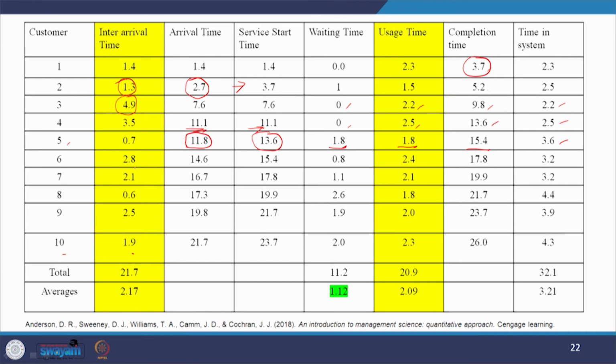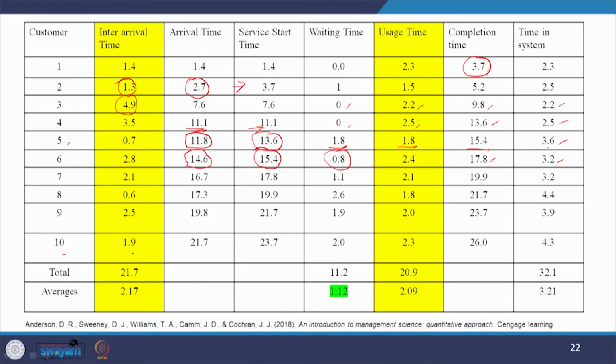Now, you see the sixth customer. He is arriving on the continuous scale at 14.6 minutes, but the ATM will be free only after 15.4. So the sixth customer may get the service only at 15.4 minutes. He has to wait for 0.8 minutes, that is 15.4 minus 14.6. He will use it for 2.4 minutes, so his completion time will be 17.8. The time in the system is 17.8 minus arrival time, that is 3.2. Like that, I have repeated for all 10 customers.